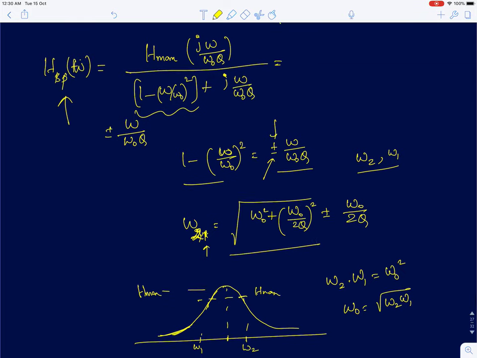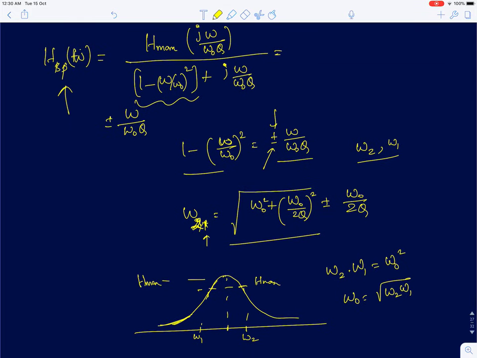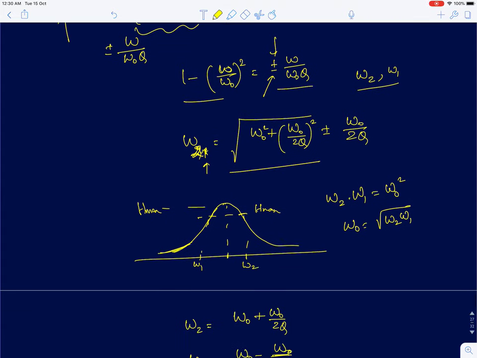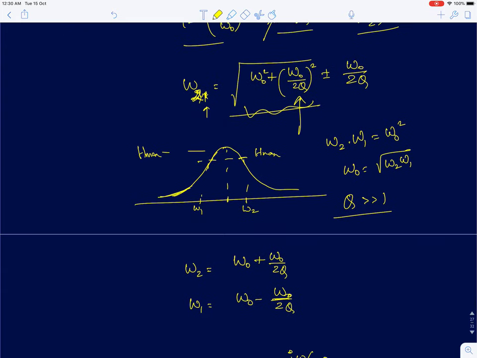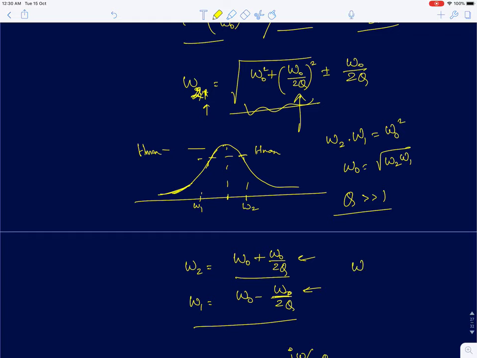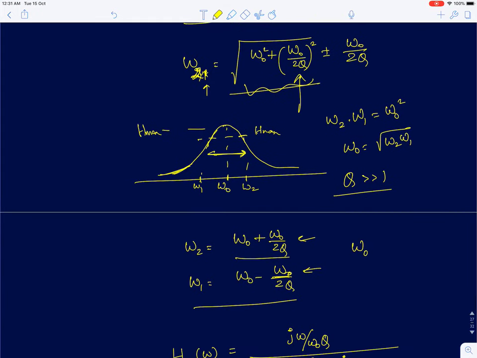Now to have a better understanding of this transfer function, we are going to make some assumptions and then analyze it. One of the first things is, we are going to assume that q is much greater than 1. When you make that assumption, in this expression you can ignore this term compared to omega naught. Then we will have omega 2 as omega naught plus omega naught by 2q, and omega 1 as omega naught minus omega naught by 2q. In this case omega naught happens to be the arithmetic mean of omega 1 and omega 2. So, as shown in this figure, both omega 2 and omega 1 are equally spaced around omega naught.